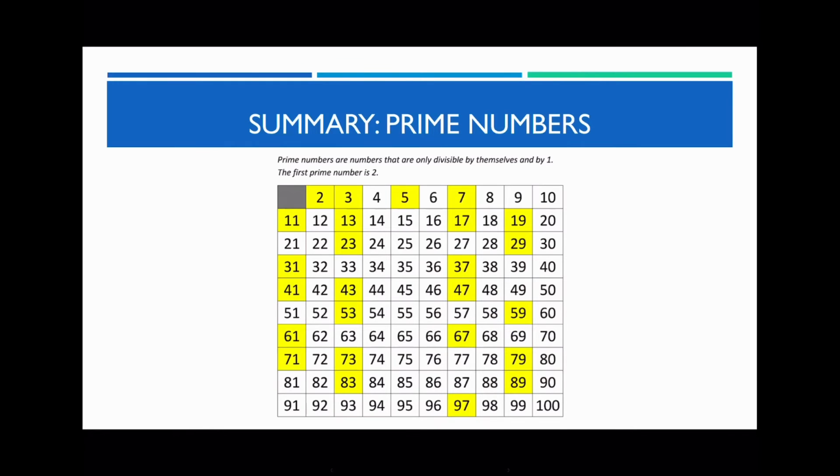So this slide over here summarizes all the prime numbers for all numbers starting from 0 all the way to 100. So everything shaded in yellow are all prime numbers.